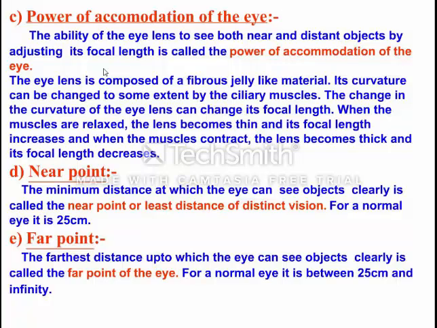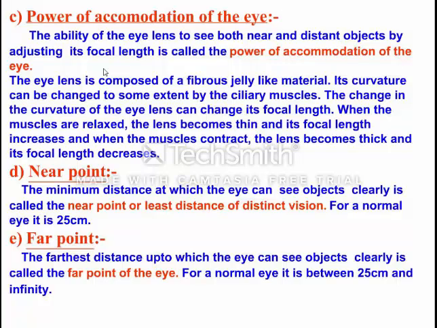near point is known as the least distance of distinct vision, where it is the minimum distance at which we can distinguish two objects. That is the near point. And for a normal eye it is 25 centimeter. On an average we take 25 centimeter because it is different at different ages, but when we are talking in general we take the average, and it is 25 centimeter.